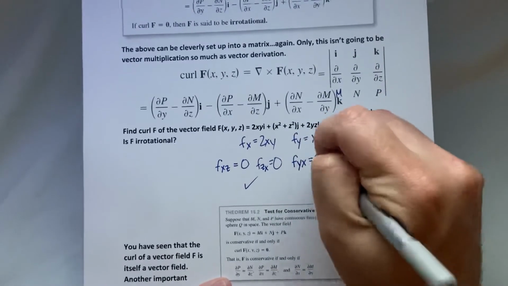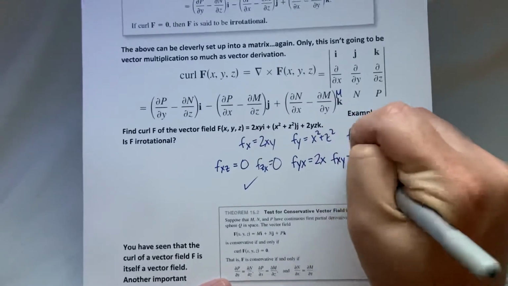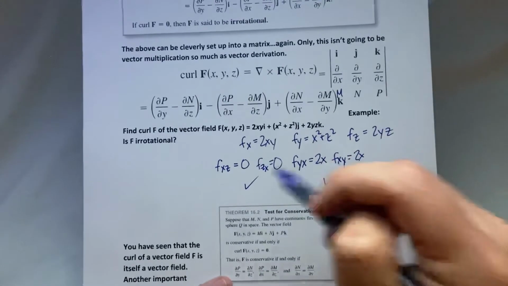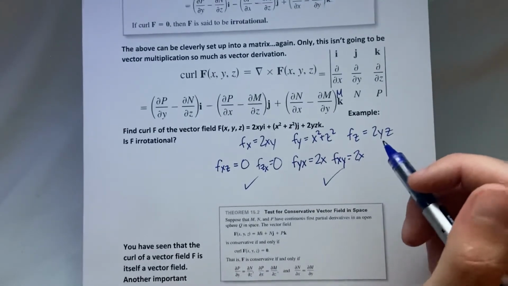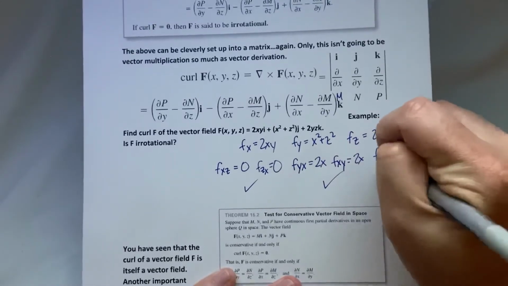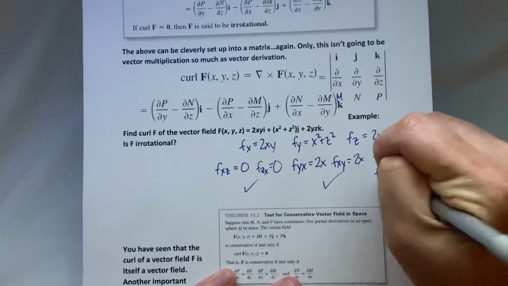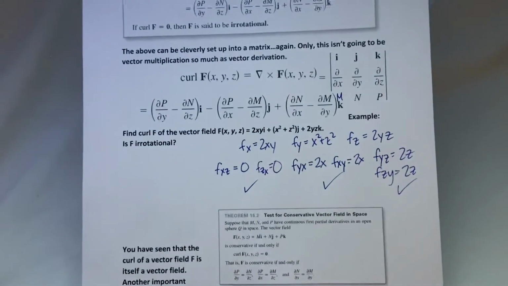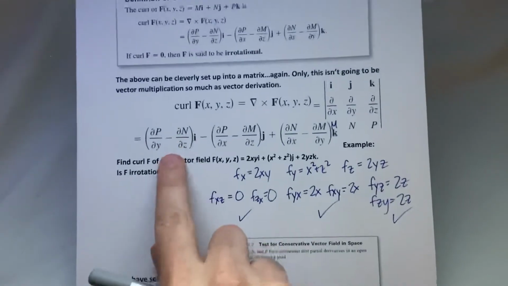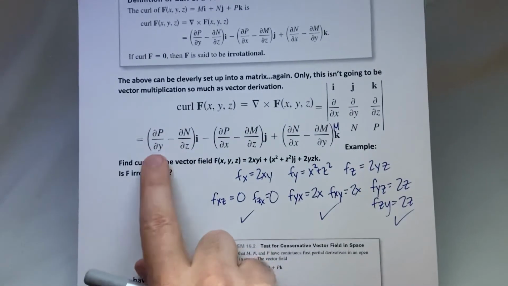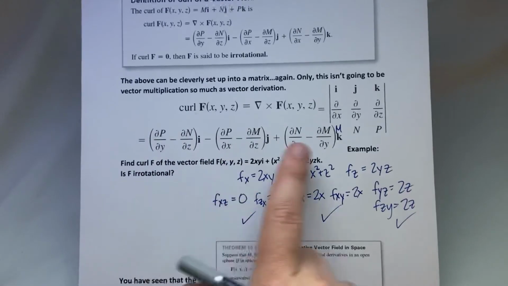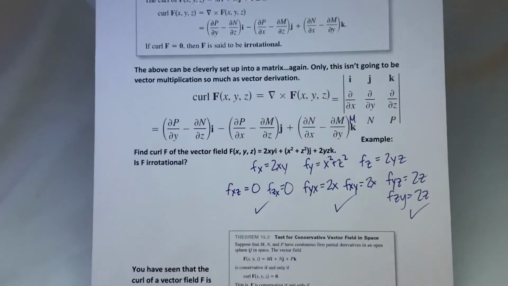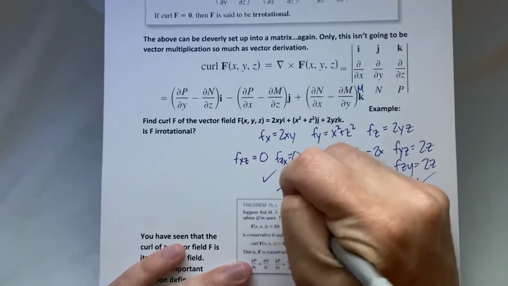Let's check f sub yx. The derivative with respect to x here is 2x. What about f sub xy? The derivative of this thing with respect to y is also 2x. Now the ones we're missing are f sub yz and f sub zy. So f sub yz is 2z. F sub zy, the derivative of this with respect to y, is also 2z. Because they're all equal to each other, when I subtract them up here, they're all going to be 0, which means the whole curl is 0, and so it's irrotational. So yes, this is irrotational.